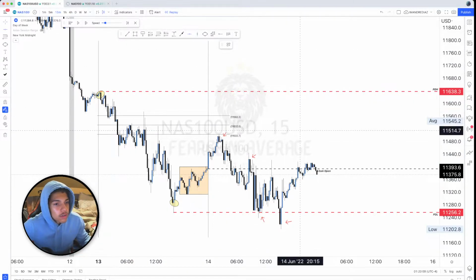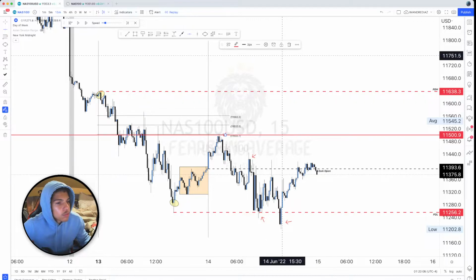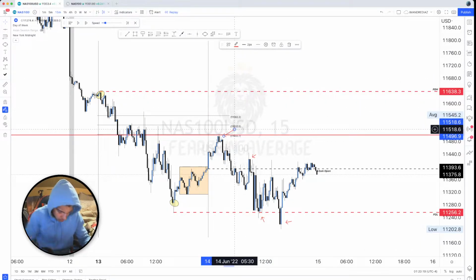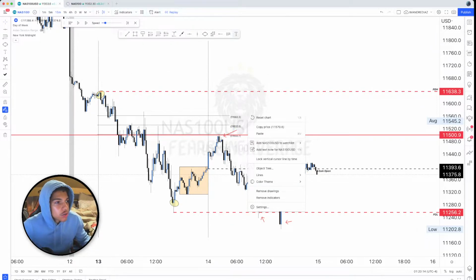We look to the left. I don't know if we tapped it, but right here. Oh, look at that. 11,500, big level. Looks crazy, doesn't it? It's not crazy. You can all do this. So let's annotate it now.